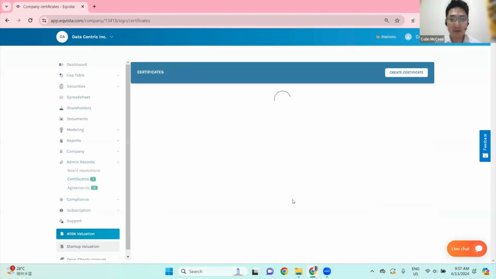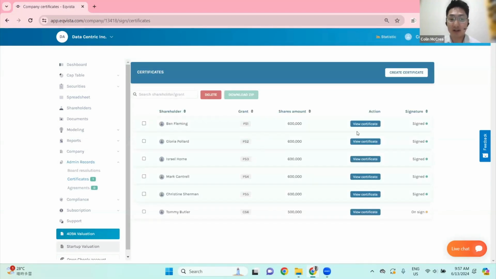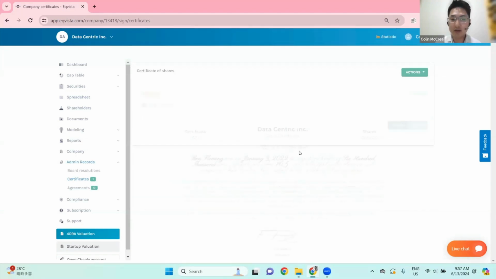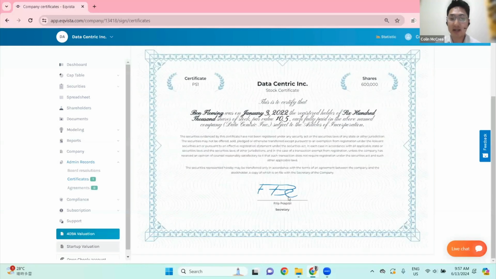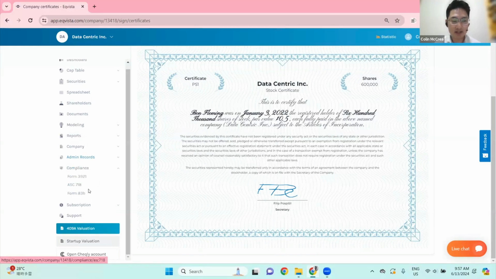We also have e-signing on the platform as well, and certificates for the shares. So if you want to document it officially, you can issue the certificates on the platform and also e-sign it too. You can also save your e-signature on the platform. We also have SAFE agreements here for e-signing as well. And then also we have some compliance features.